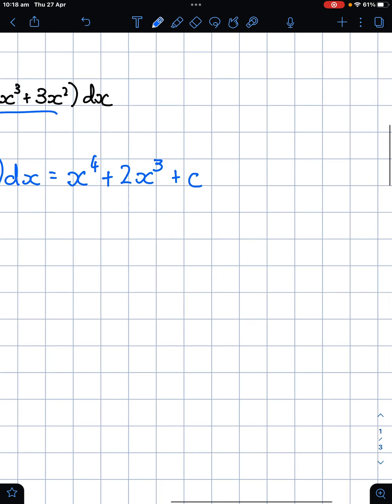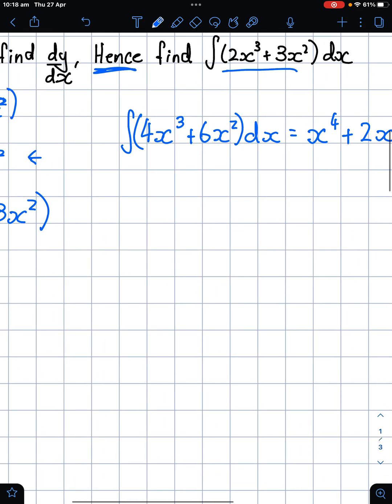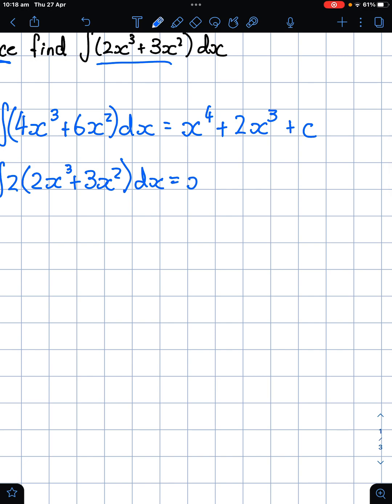Now, this makes our next step interesting because you'll notice that this is close, but it's not quite our integral. So what we can do is, let's do the integral, and I'll pull out that common factor of 2 that we talked about, and we get 2x cubed plus 3x squared dx, and this still just equals x to the 4 plus 2x cubed plus c.